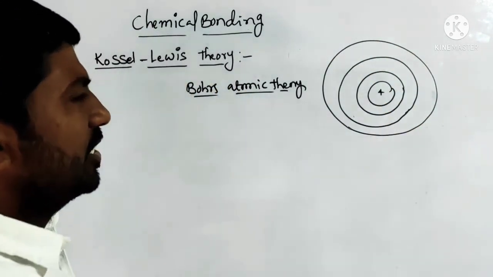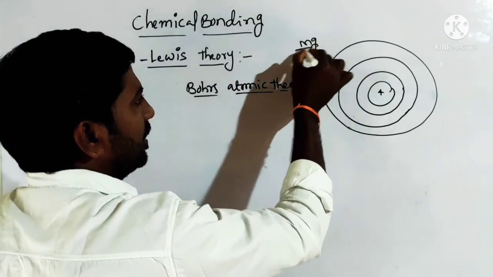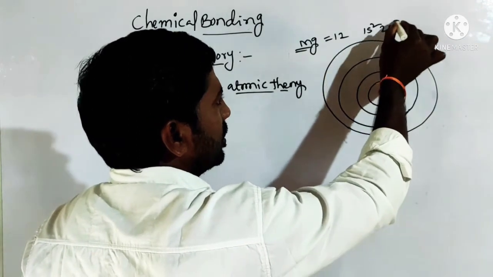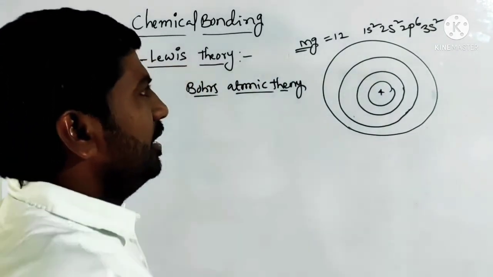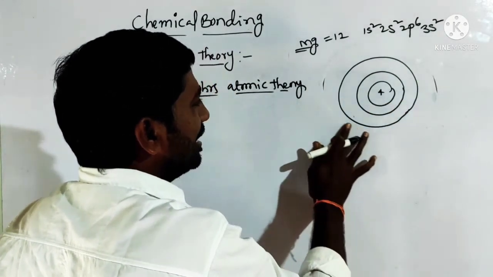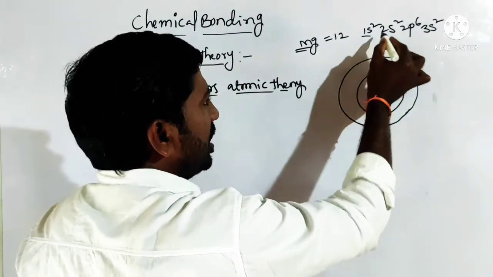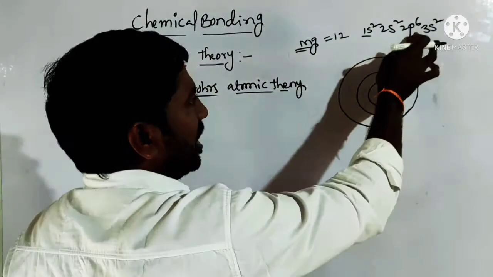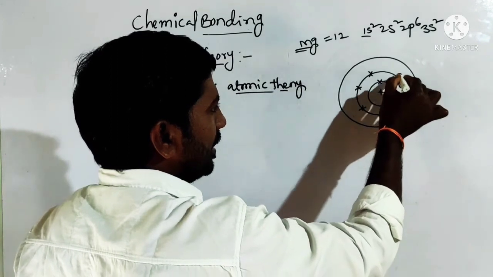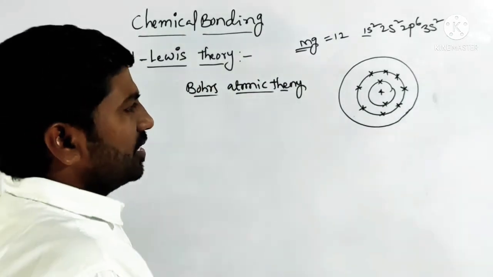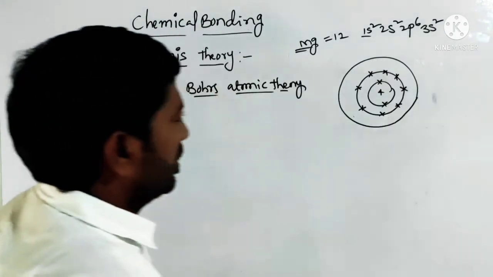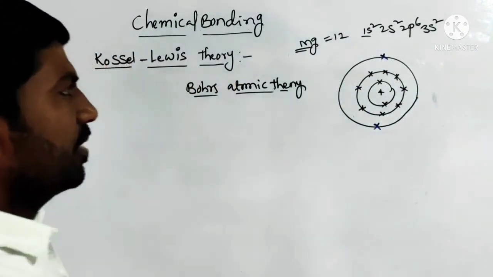For example, we can take one element, magnesium. The magnesium atom has atomic number 12, with electronic configuration 1s2, 2s2, 2p6, 3s2. So the magnesium atom has 3 shells. The first shell has 2 electrons, the second shell has 6 plus 2, 8 electrons, and the last valence shell has only 2 electrons, the valence electrons.